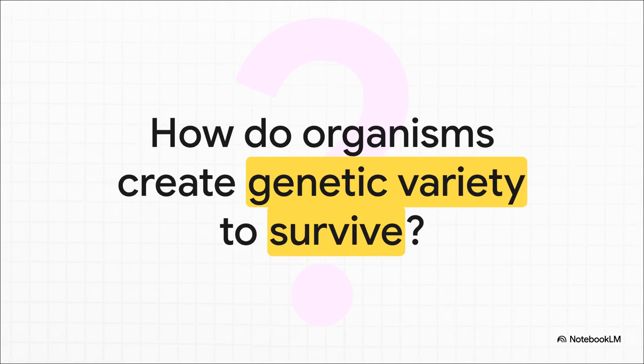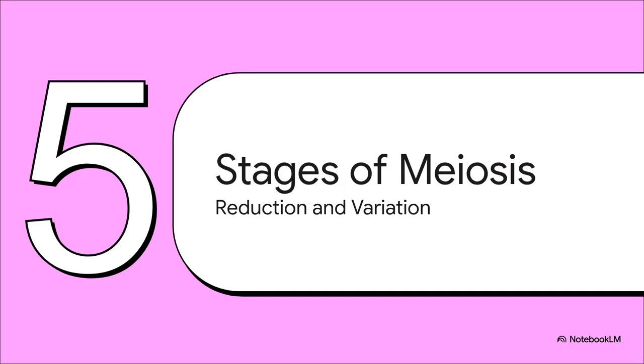But all of this brings us to a really crucial question. Mitosis is, at its core, a cloning process, right? It ensures every resulting cell is perfectly genetically identical to the parent cell. So if life relied solely on mitosis, we would all literally be exact replicas of each other. How then do organisms create the kind of genetic variety that's actually necessary to adapt and survive in a constantly changing environment? Which leads us to Section 5, the stages of meiosis, reduction, and variation.